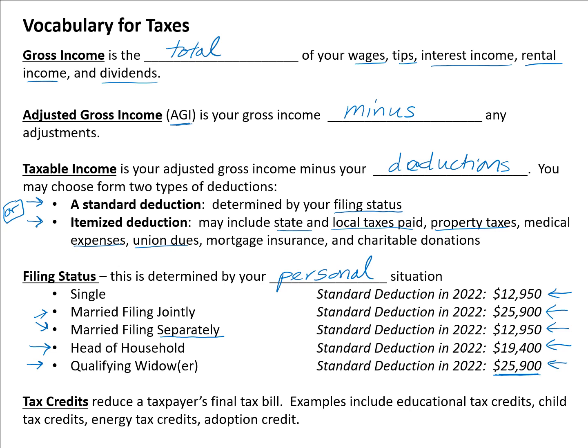There's one last definition I wanted to talk about, and that is tax credits. Tax credits allow you to reduce your final tax bill. Examples of tax credits include educational tax credits, child tax credits, energy tax credits. The federal government wants to encourage people to buy energy efficient devices, and so sometimes they'll have tax credits to try to encourage that. Adoption credits, they want to encourage people to adopt, so you can get a credit for that. So tax credits are another thing that can help reduce your tax burden.